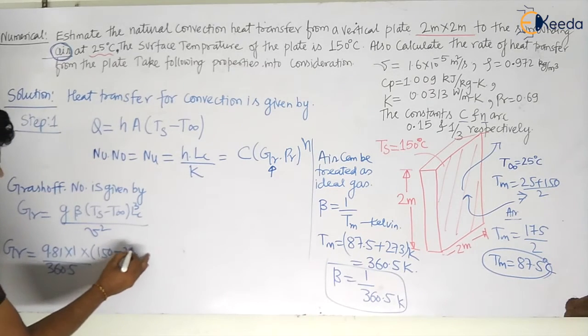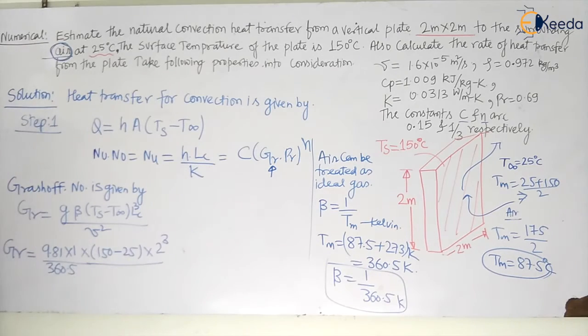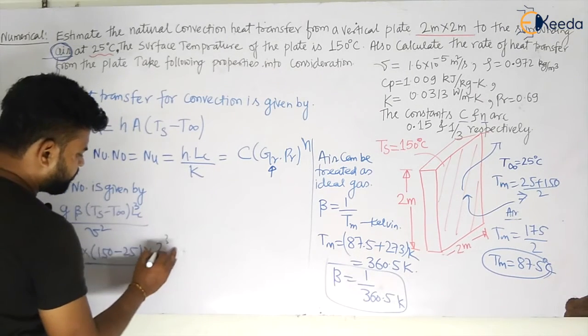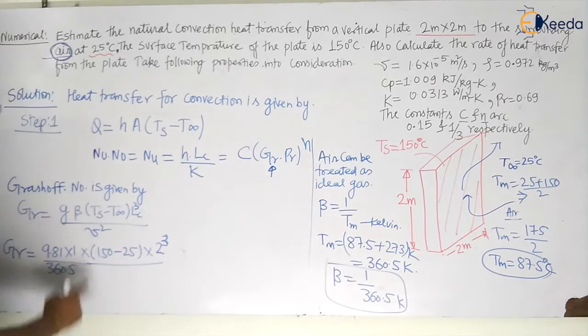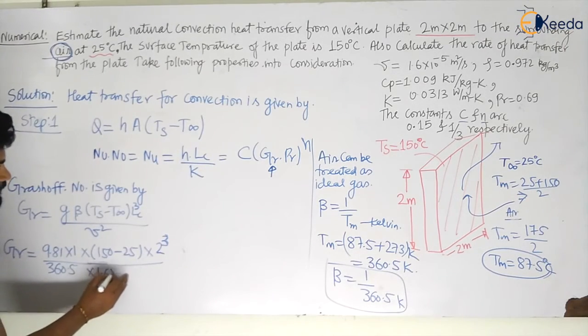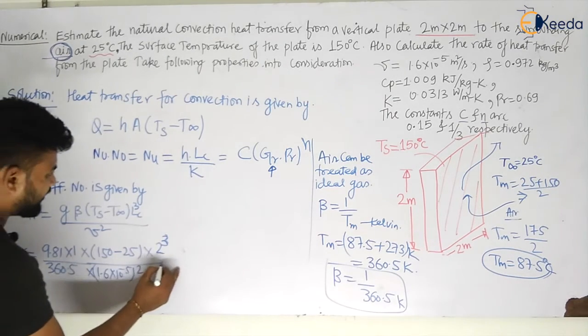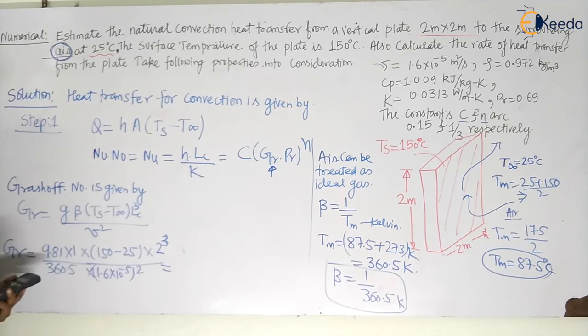150 minus 25 multiplied by Lc cube, that is 2 cube, my dear students, divided by nu square. What is the value of nu? 1.6 into 10 to the power minus 5, the whole square. So you will have your Grashof number from here, and let us calculate it. So this will be 1.6 into 10 to the power minus 5 whole square.